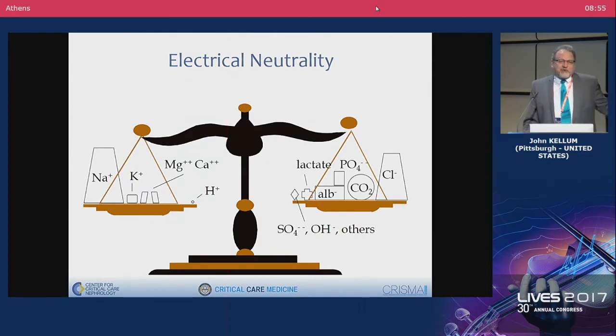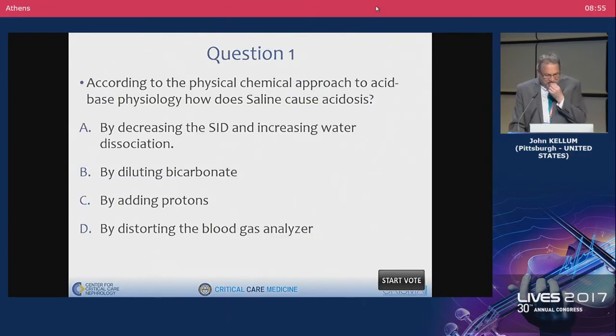So this whole thing is sort of based on the concept of electrical neutrality. It's based on the idea that the body's not a battery. So if I change electrolyte composition in the body in ways that I can measure, like, for example, I change the chloride concentration by infusing large volumes of 0.9% saline, I will alter this relationship. And so the first question I have for you is, according to physical chemistry and the physical chemical approach to acid base, how does saline cause an acidosis? And surely you must believe that it causes an acidosis, because there's ample evidence to support that now.